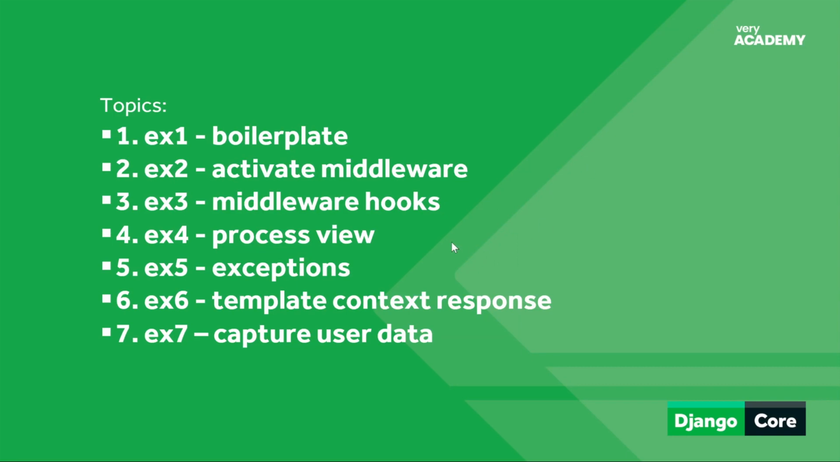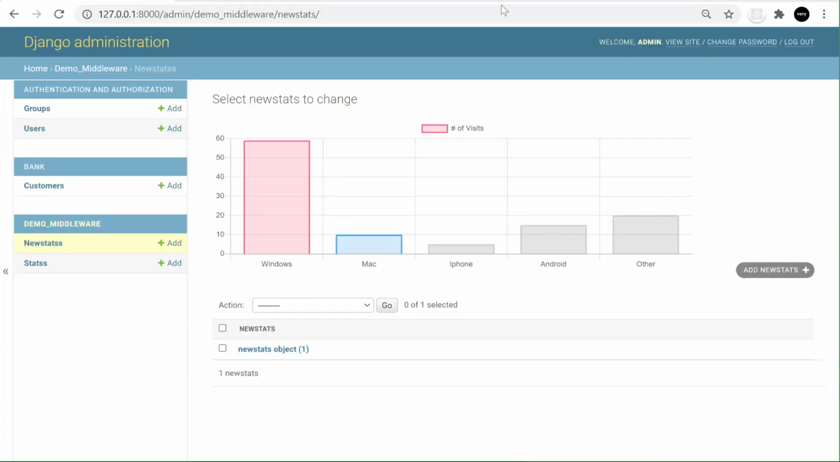So we'll look at the process view, exceptions, template process response, and then we'll finish up with an example of capturing user data. The example which you might want to just skip to, utilizing the video timeline, we're just going to build a simple example of capturing user data, in this case, the user's operating system. And then we build out an admin area for the data, and then display the data in a graph.